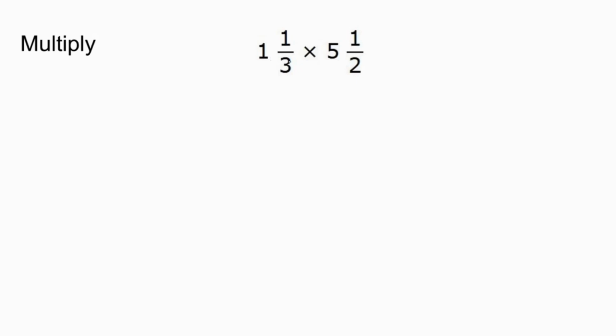Multiply 1 1/3 times 5 1/2. When multiplying a mixed number to another mixed number, I like to turn both numbers into improper fractions first. How do I do that?